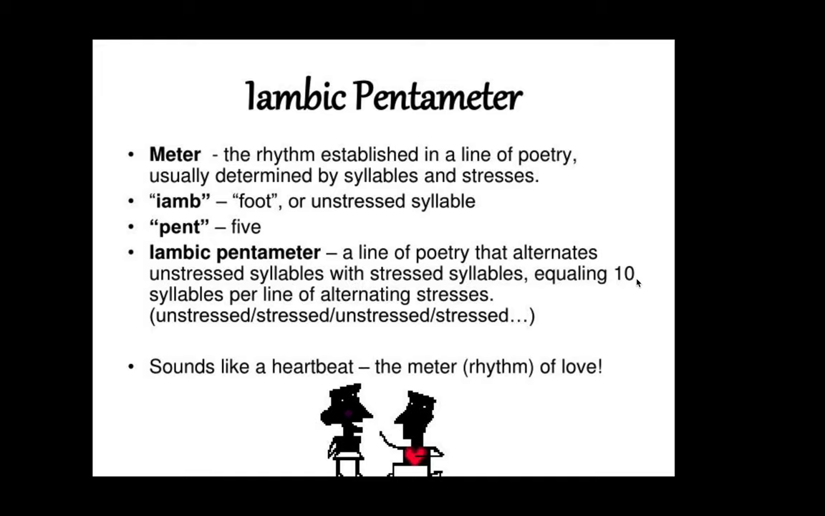This is just another little summary of what we just talked about. So we've got iambic pentameter. We've broken it down. We know that a meter is the rhythm established in a line of poetry, usually determined by syllables and stresses. And we've talked about syllables, and we've talked about unstressed and stressed syllables. We've talked about iambs, and we know that that's a foot, and it always has at least one unstressed syllable in it. We know that pent means five. So we know that iambic pentameter is a line of poetry that alternates unstressed syllables with stressed syllables, equaling 10 syllables per line of alternating stresses. So, like this, unstressed, stressed, unstressed, stressed, just like we saw in the examples I just showed you. And once again, it sounds like a heartbeat.